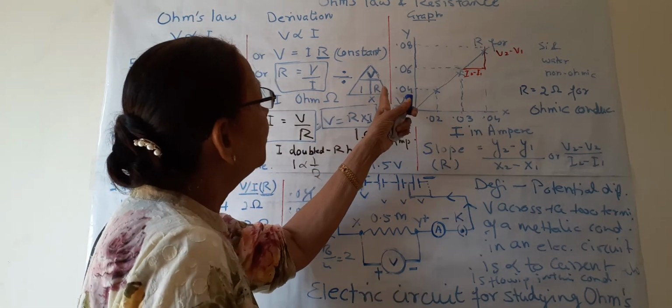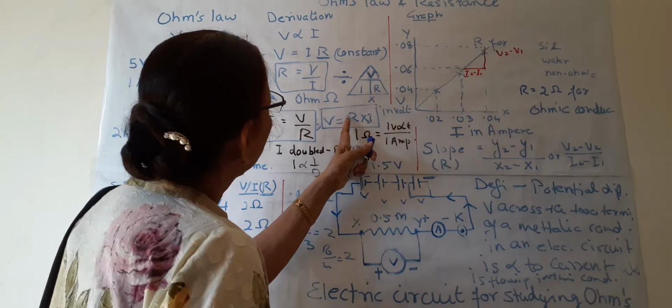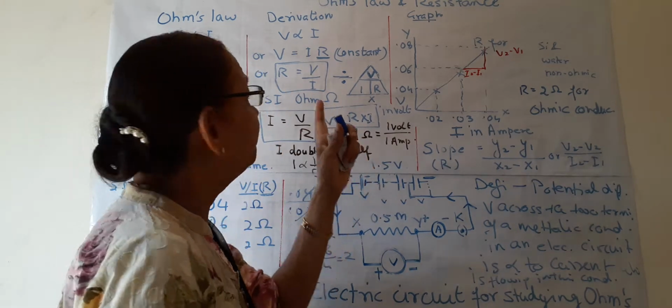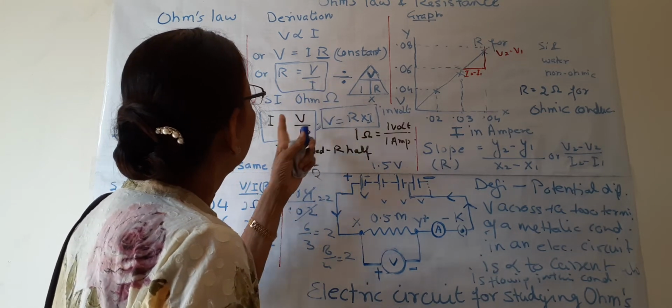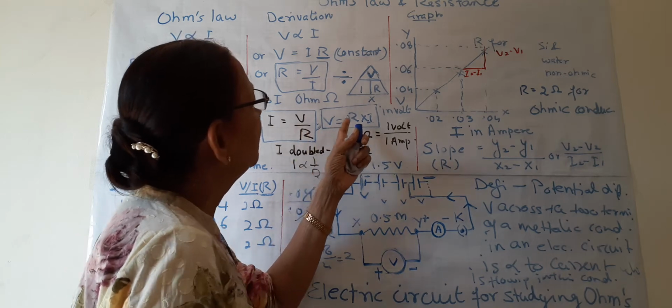But you don't need to write this or learn this. You learn these formulas by heart. R is V by I, I is V by R, V is IR.